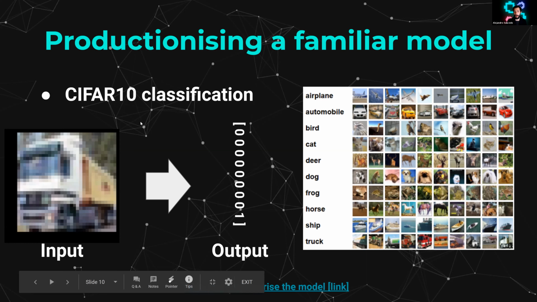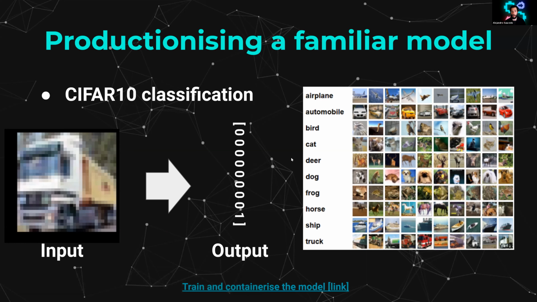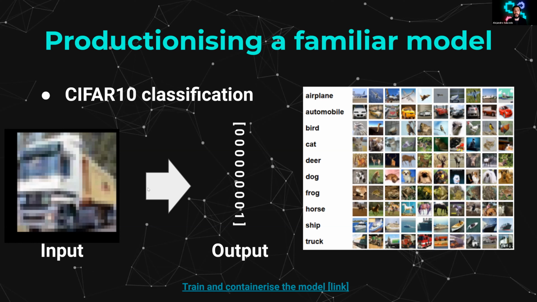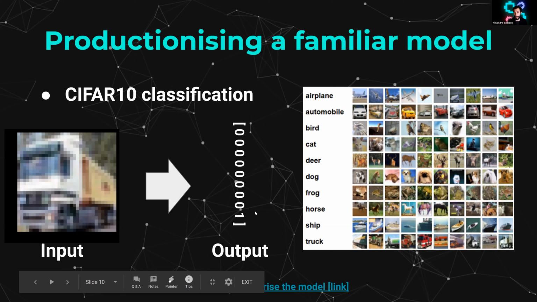What is the CIFAR-10? This is basically a classification data set that many people that have worked in data science will have come across. It's quite popular even in simpler examples. It consists of an input, which is an image, and the prediction is a one hot vector that specifies which class the model thinks the input is. In this case, it's going to be a truck, right? So it's the last class, the number 10.